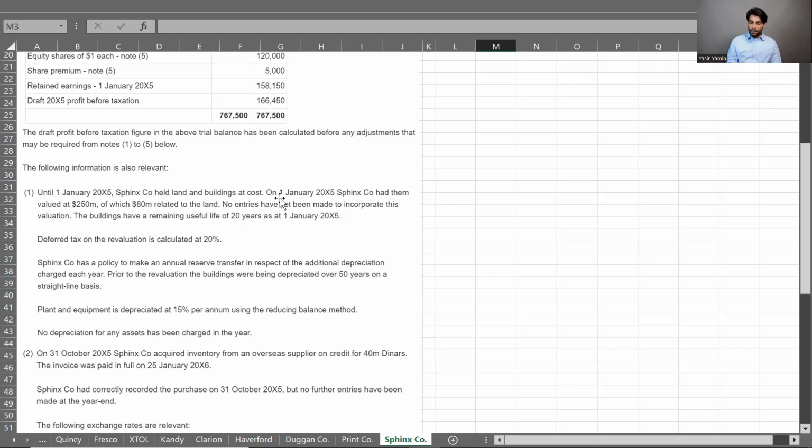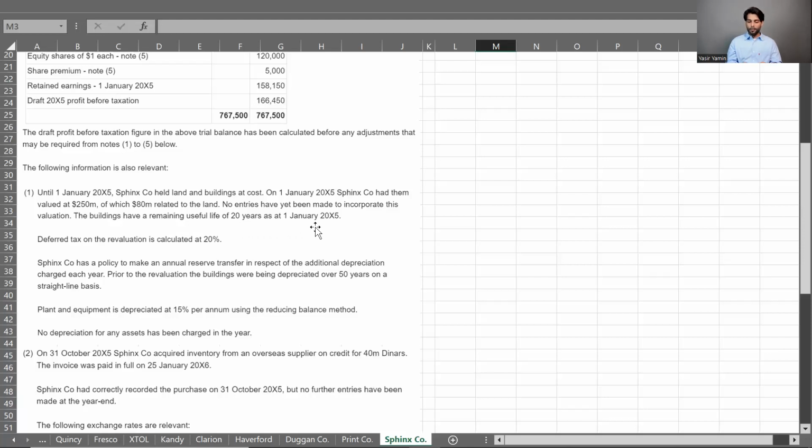But on 1st January X5, Sphinx Company had them valued at 250 million. The land and buildings were both valued at 250 million, of which $80 million or 80,000 related to land. And believe you me, your examiner says that no entries have yet been incorporated to reflect this valuation. No entries have been made yet. And the buildings have a remaining useful life of 20 years as at that date.